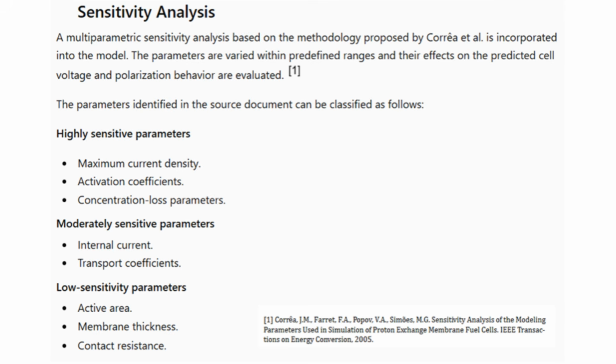Parameters considered highly sensitive include maximum current density, activation coefficients, and parameters related to concentration losses. Internal current and transport coefficients are considered moderately sensitive parameters. Finally, parameters with low sensitivity include active area, membrane thickness, and contact resistance. This is important because it identifies which parameters should be the primary focus of model calibration and optimization effort.